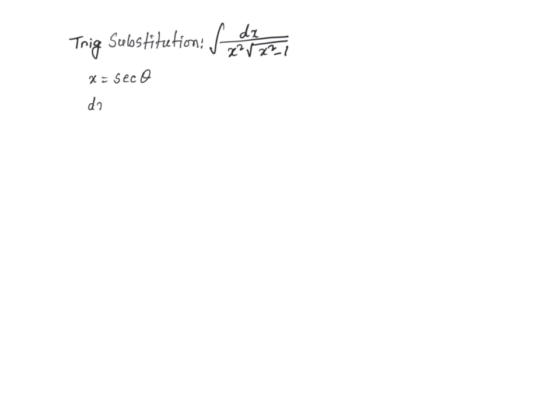Then dx over d theta is going to be the derivative of secant of theta with respect to theta, which is secant of theta times tangent of theta. Then dx becomes secant of theta times tangent of theta times d theta.